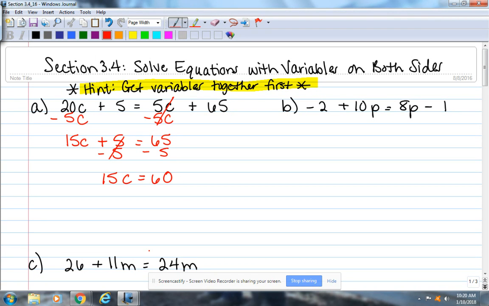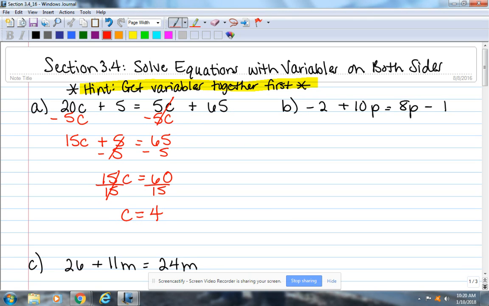And then what do we do? Divide by 15 on each side. And C equals 4. So any questions on how we got C equals 4 from that? So get your variables together first and then solve it like we did yesterday.